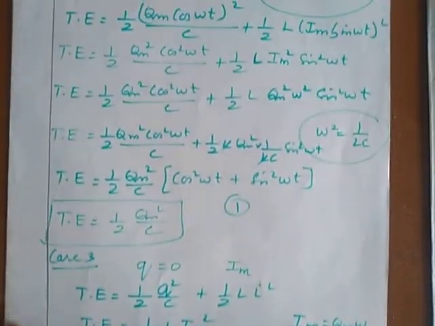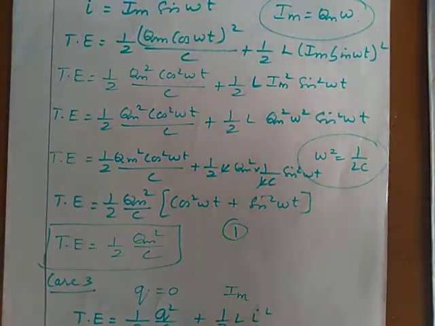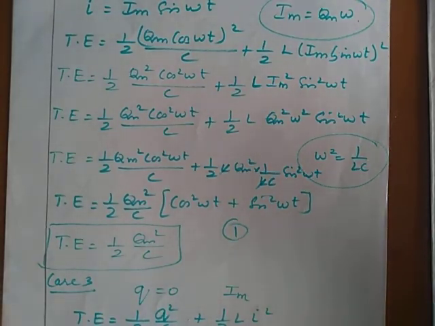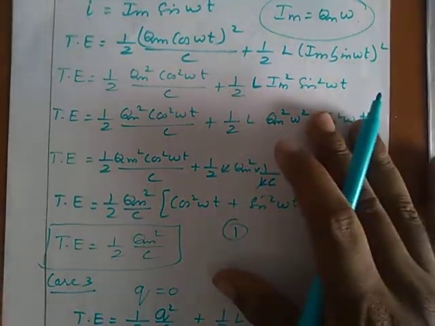See, for case 1, case 2 and case 3, the total energy at an instant is the same, that is half Qm square by C. So from this we conclude that the energy is conserved in LC oscillation.